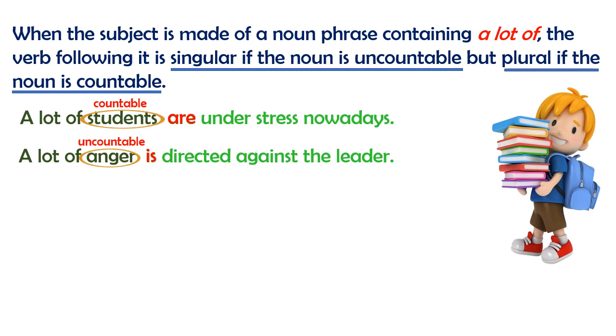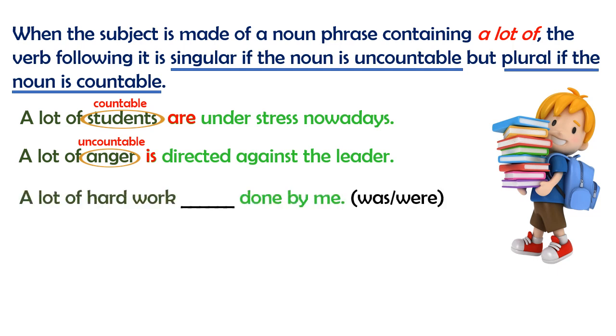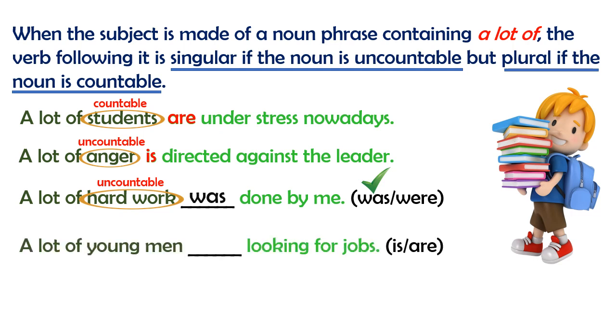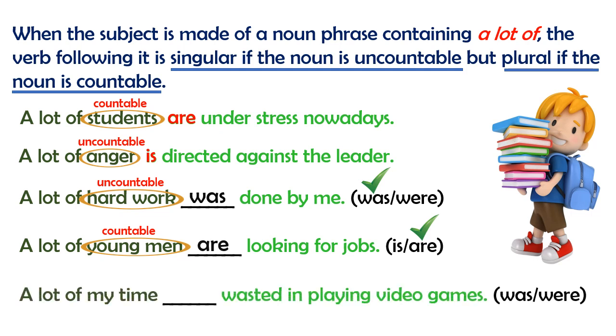Let's look at a few more examples. A lot of hard work ___ done by me. Here, hard work is an uncountable noun. So we use the singular verb "was." A lot of hard work was done by me. A lot of young men ___ looking for jobs. The noun following the phrase "a lot of" is countable. So we use the plural verb "are." A lot of young men are looking for jobs.